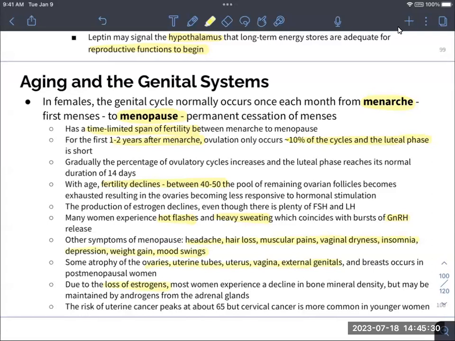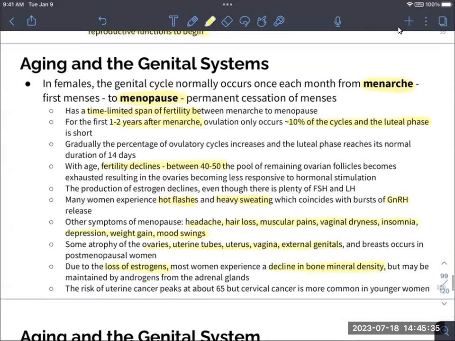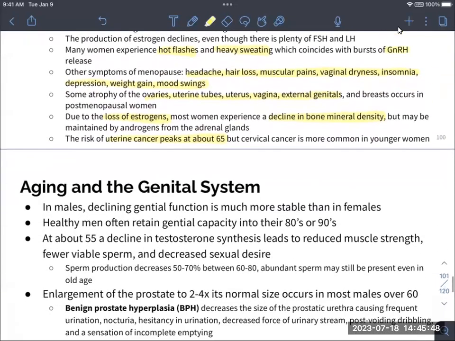Because of the loss of estrogens, bone mineral density starts to go down. The risk of uterine cancer peaks at about 65. Cervical cancer is more common in younger women. Uterine cancer is more common in older women.